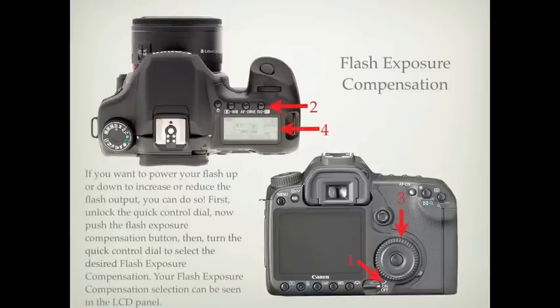If you want to power your flash up or down to increase or reduce flash output, you can do so. First unlock the quick control dial. Now push the flash exposure compensation button. Then turn the quick control dial to select the desired flash exposure compensation. Your flash exposure compensation selection can be seen in the LCD panel.